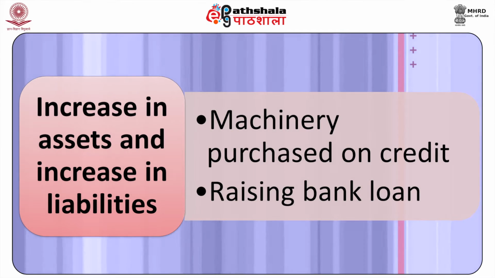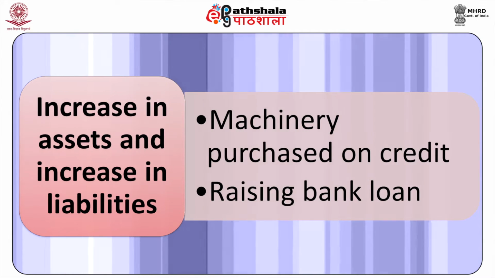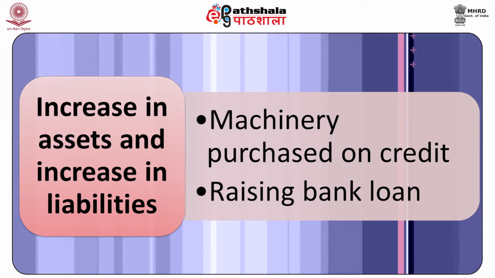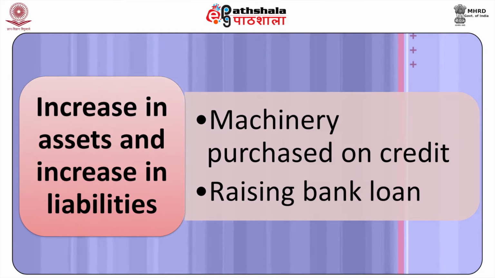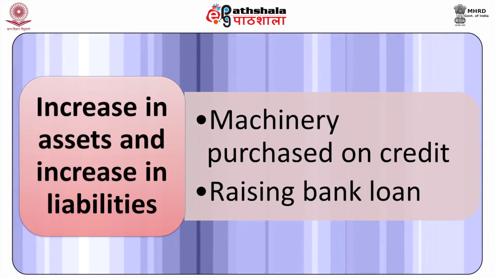Now let's come to affecting both sides of the accounting equation. A business transaction may affect both sides of the accounting equation. A transaction may affect assets on the one side and liabilities or capital on the other side. The following are the examples. First, increase in assets and increase in liabilities. For example, machinery purchased on credit, raising bank loan.